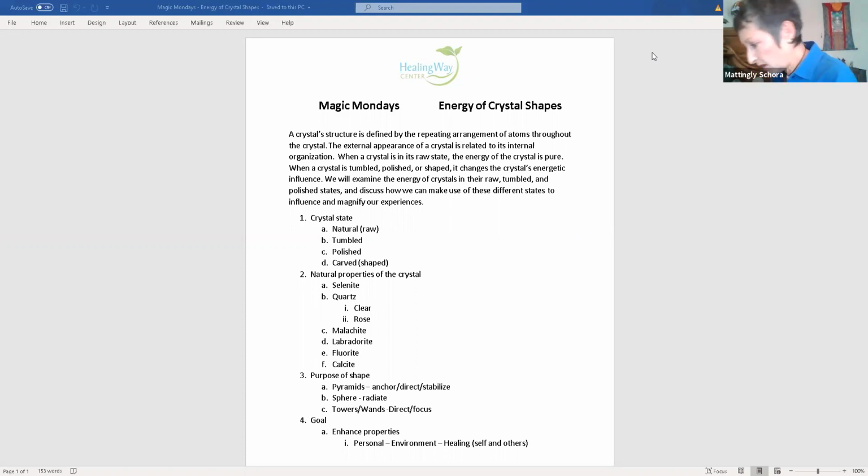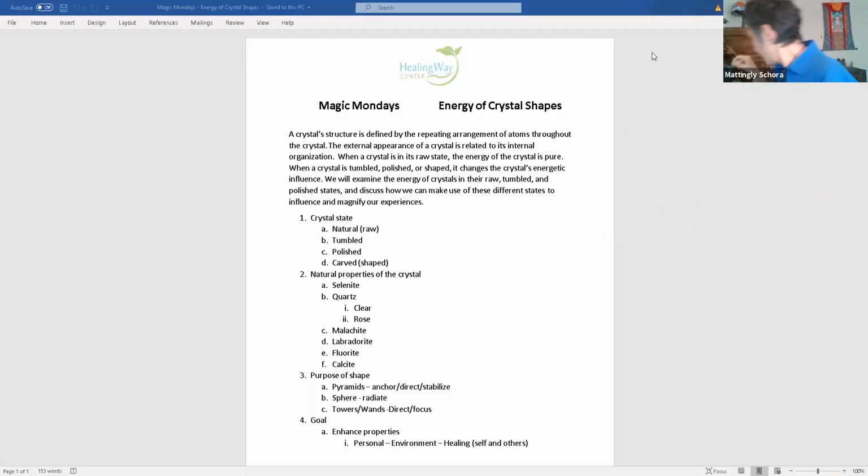And as we go, I'm going to bring out the pyramid. You can imagine on this outline here: anchors, directs, and stabilizes. So it's a four-sided pyramid, not necessarily a standing triangle, but there are four sides. And in the shamanic world, I would say north, south, east, and west, Mother Earth, Father Sky. So it has a lot of stability in it.